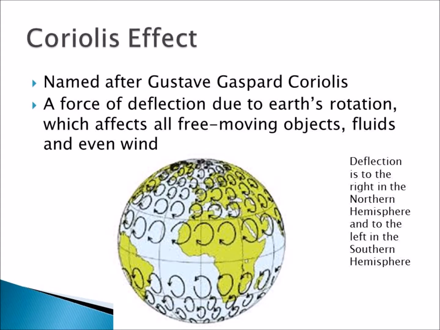The Coriolis effect. This was named after French engineer Gustave Gaspard Coriolis. It's a force of deflection due to Earth's rotation, which affects all free-moving objects, fluids, and even wind. Deflection is to the right in the northern hemisphere and to the left in the southern hemisphere. You could see this in our tropical storms. While they move counterclockwise in the northern hemisphere, they will move clockwise in the southern hemisphere.